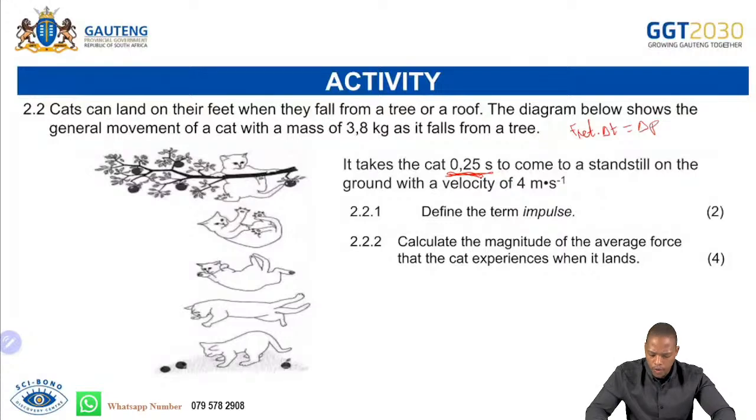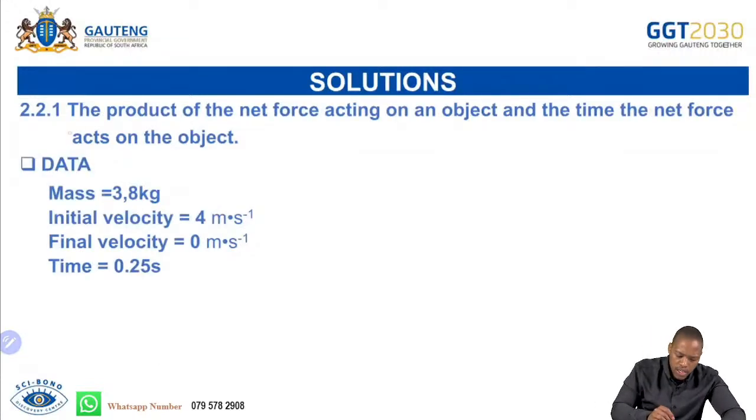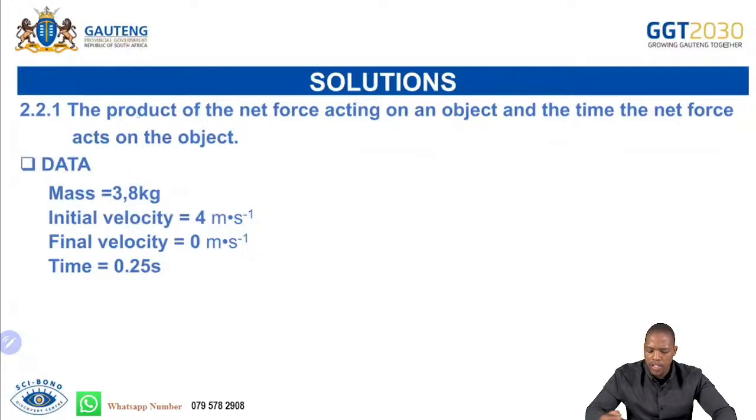Therefore, to answer the first question, define the term impulse, we're going to say impulse is the product of the net force acting on an object and the time the net force acts on an object, exactly according to the examination guideline. All right, let's try and do the calculation. As you can see here, here's our definition.